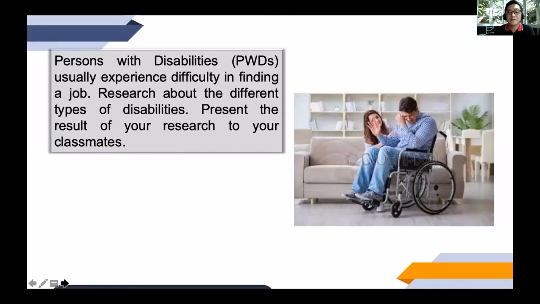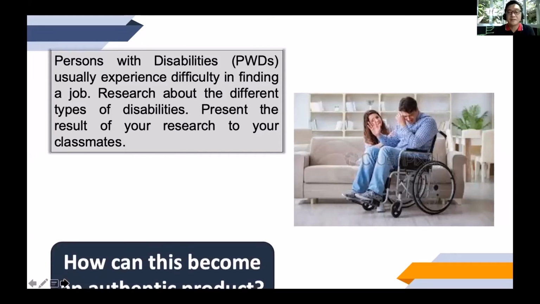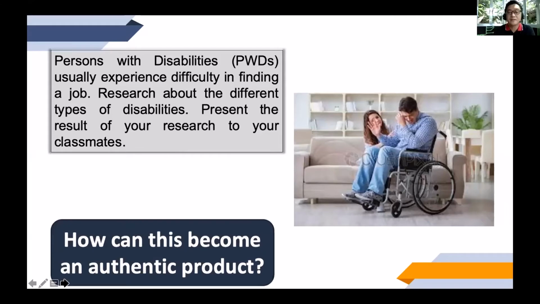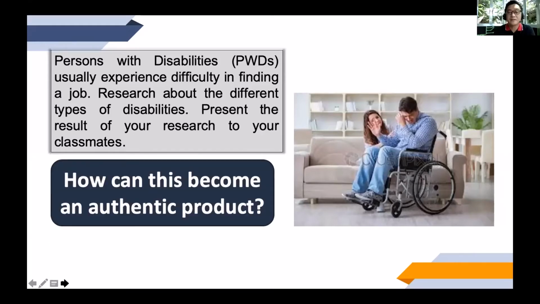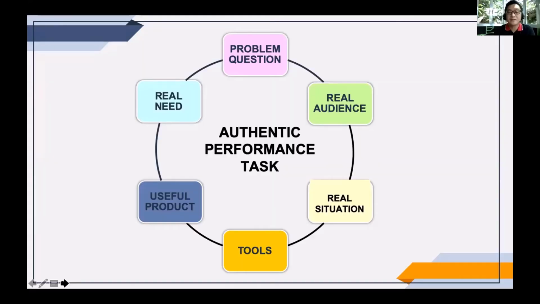But the question now is, how can this be converted into an authentic product? So anything like this may become an authentic product for as long as it meets the following elements. Is there a problem question? What is the problem question that needs to be addressed?